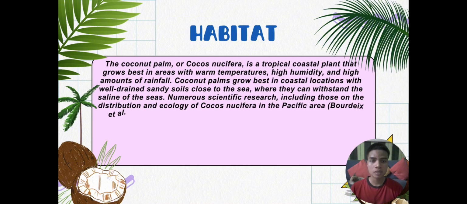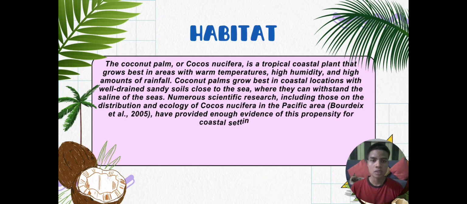This preference for the coastal habitat is well documented in various scientific sources, such as studies on the distribution and ecology of Cocos nucifera in the Pacific region. Additionally, literature on the ecological requirements of Cocos nucifera cultivation, such as an FAO publication and botanical references, highlights the importance of coastal location for the optimal growth of coconut palms.